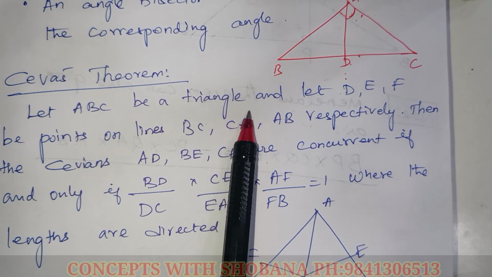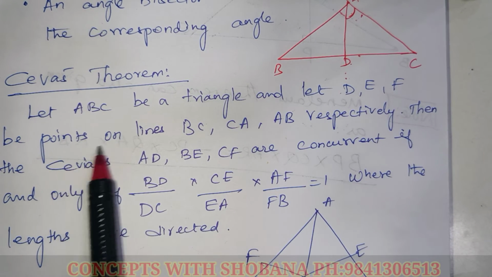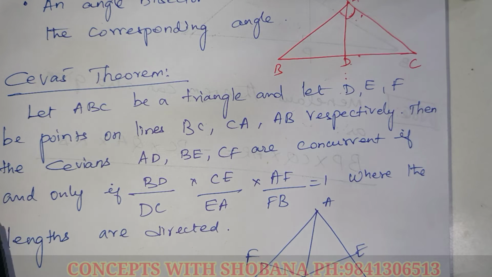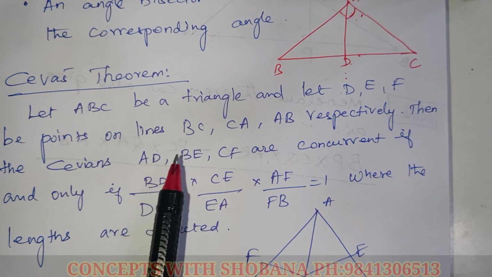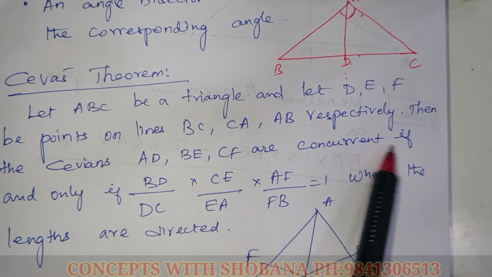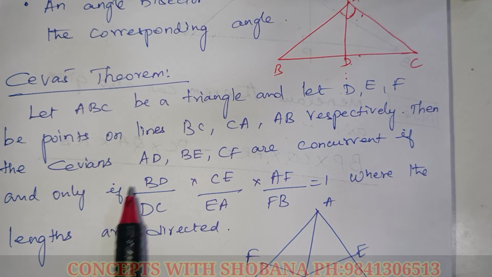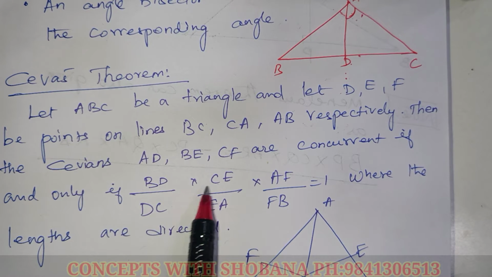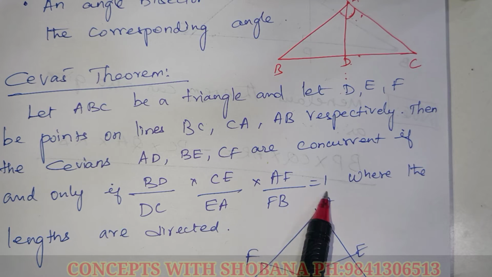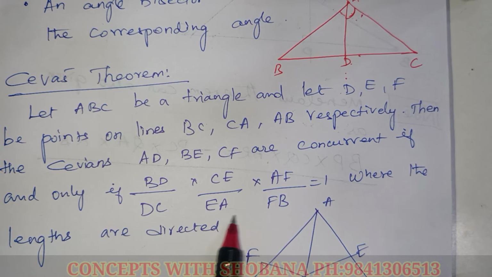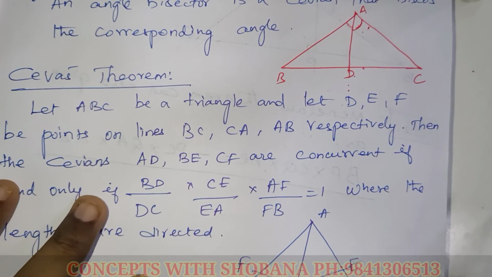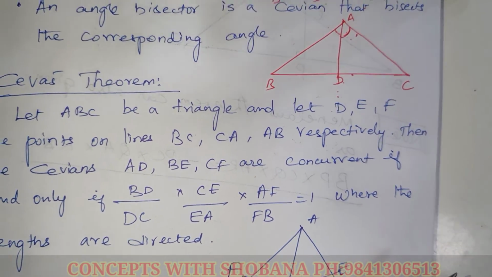Let ABC be a triangle and D, E, F be the points on the lines BC, CA, AB respectively. Then the CVNs AD, BE, CF are concurrent if and only if BD by CD into CE by EA into AF by FB is equal to 1. What does that mean? The ratios are equal. They are proportional. Okay, so now look at this figure, you will understand.